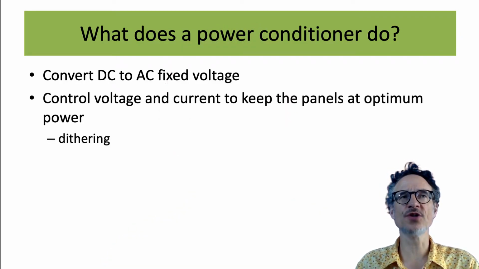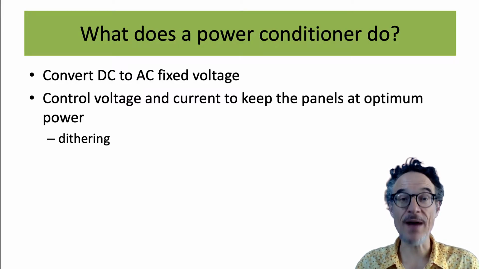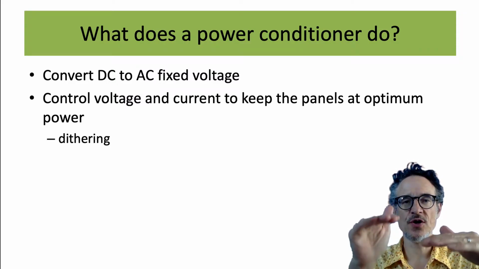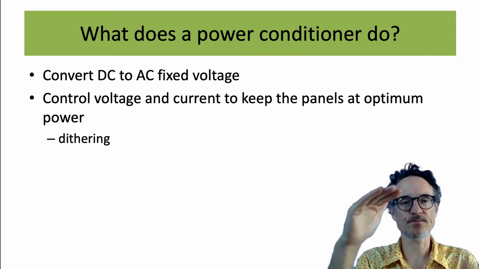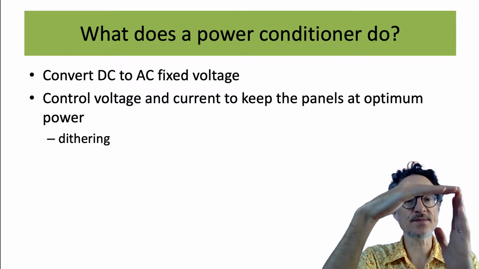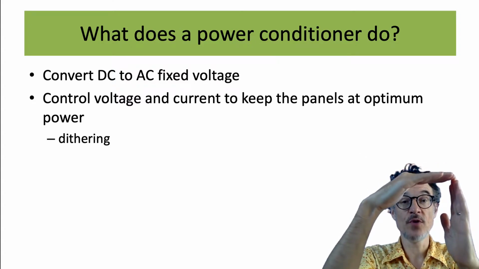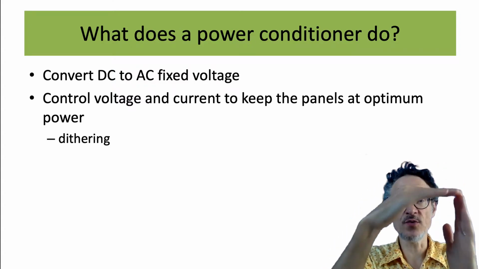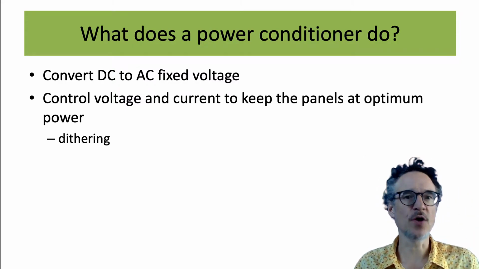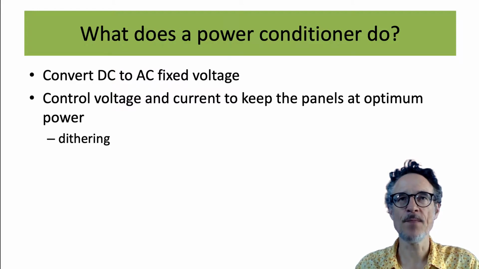The power conditioner also needs to try to keep the panels producing the maximum power. And what it does is often what's called dithering. So it will try and fix the current or fix the voltage, and then try and change them a little bit and see if changing it gets more current or more power. If changing it gets more power, it will change. If changing it gives less power, it will stay. And so all the time it's trying to find the sweet spot and the best optimum power output, and then convert that into AC.